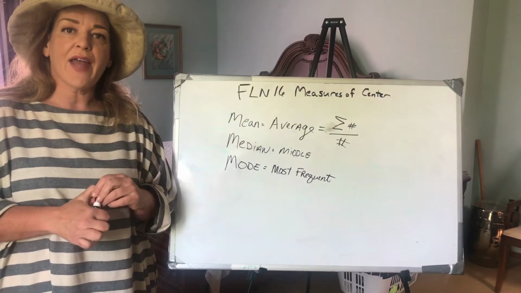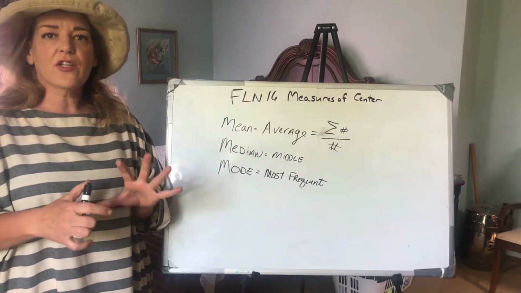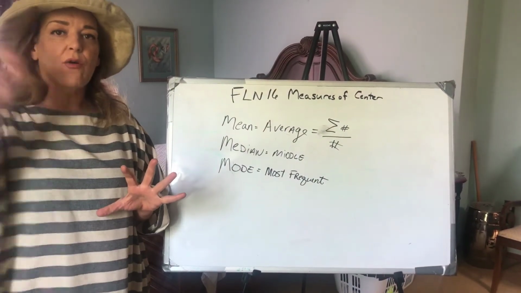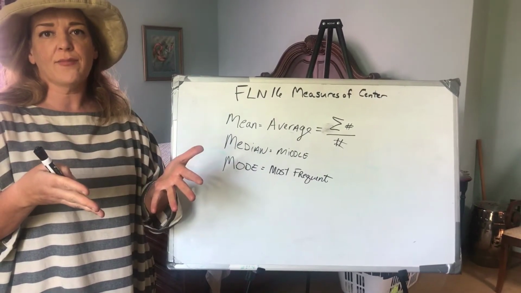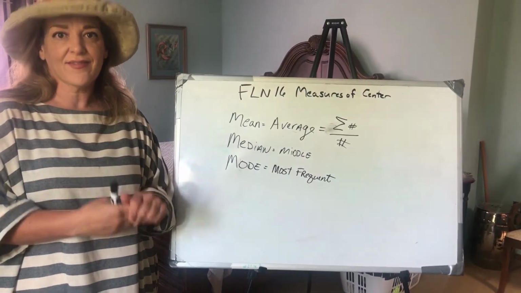We're also going to talk about an outlier. An outlier is when your data has something that's really high or really low, far outside the range that is normal for your data set, and it can skew your data.